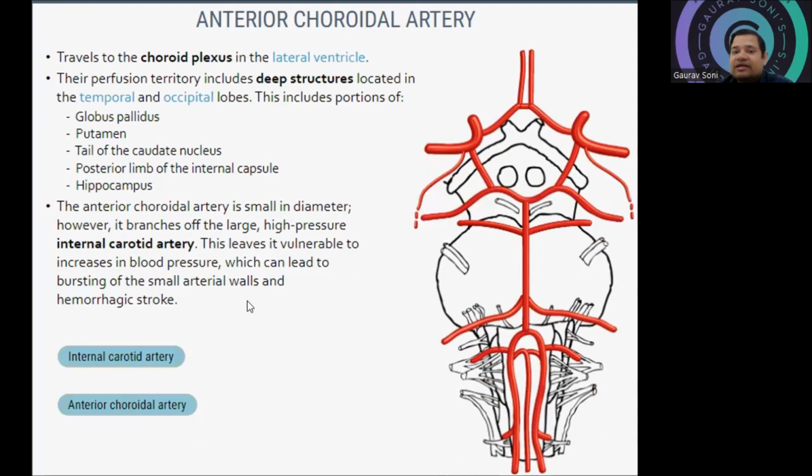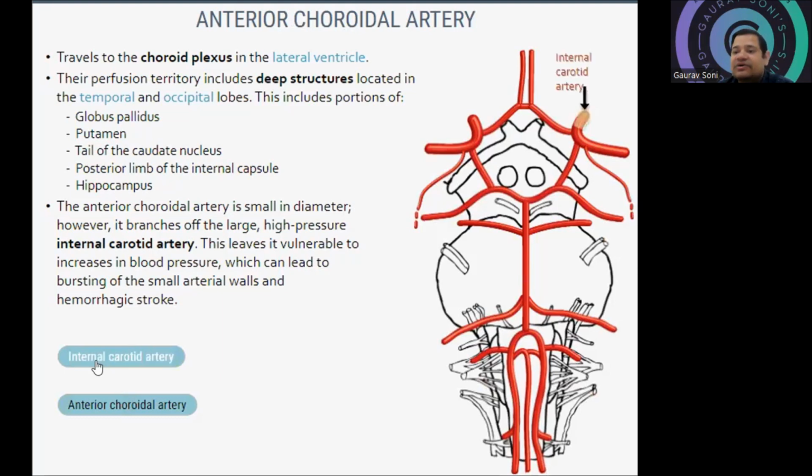It travels to the choroidal plexuses in the lateral ventricles. Its perfusion territory includes the deep structures located in the temporal and occipital lobe, which include a portion of the globus pallidus, putamen, tail of caudate nucleus, posterior limb of internal capsule and hippocampus. The anterior choroidal artery is small in diameter, however, it branches off the large and high pressure internal carotid artery. This leaves it vulnerable to increases in blood pressure, which can lead to bursting of the small arteries or causing a hemorrhagic stroke.